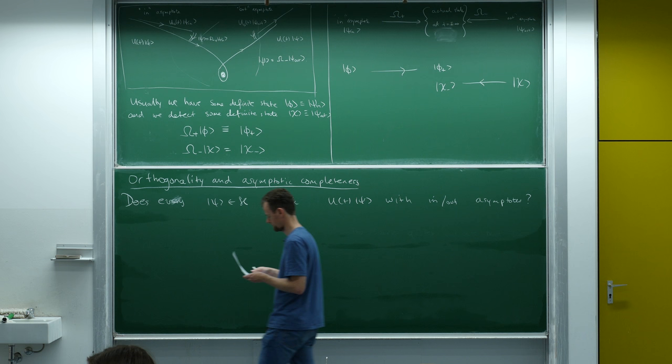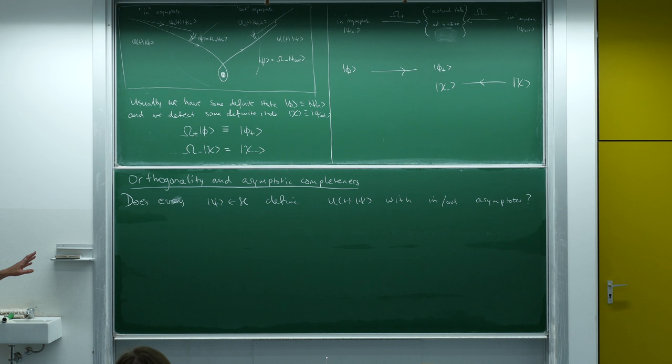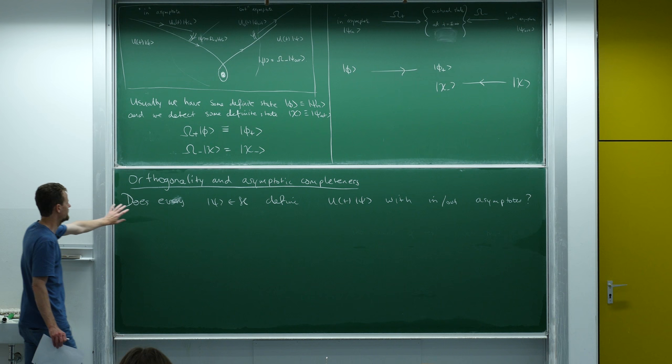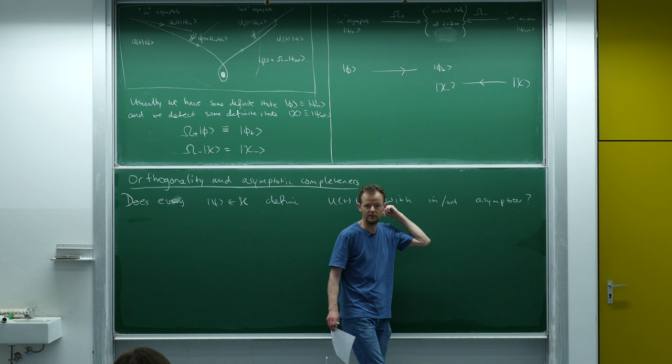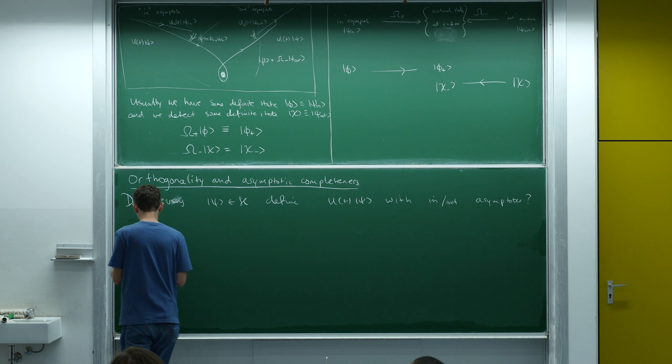Here's the question that we want to address, and by answering this question and understanding even how the answer looks, we will formulate a condition. And once that condition is satisfied, then we have a well-posed scattering theory problem. The fundamental question is, does every vector in Hilbert space define a full interacting trajectory with in and out asymptotes? Obviously the answer is no in general. I've told you this multiple times already.